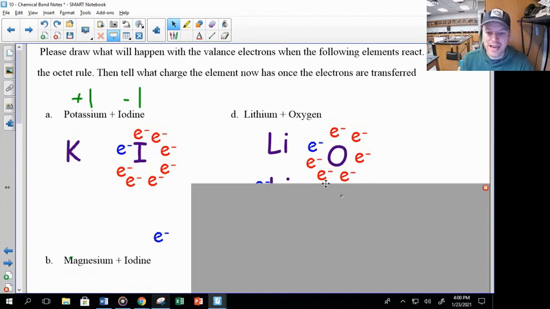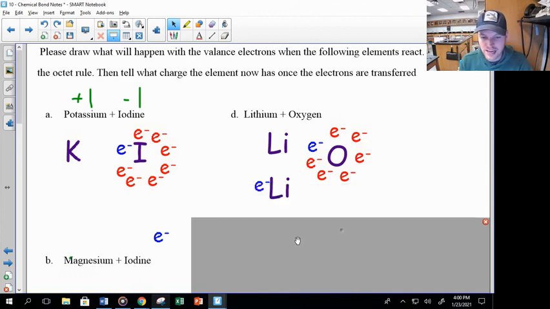So here's what needs to happen. A second lithium needs to come into play. This second lithium, which can also become happy by transferring its 1 valence electron, will do so. And now oxygen is happy. So all parties have to be happy.